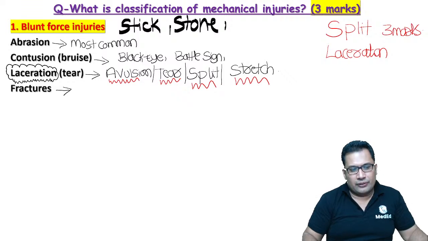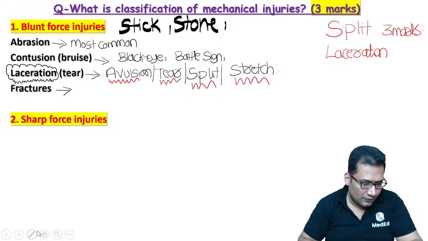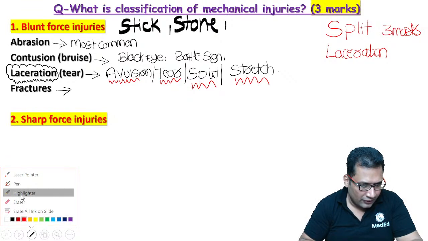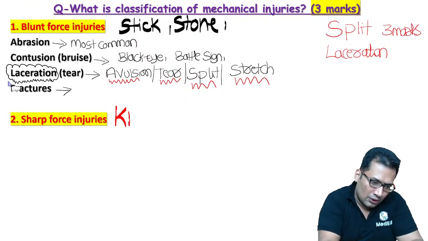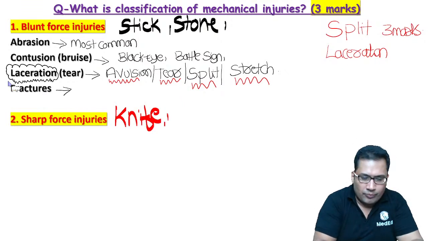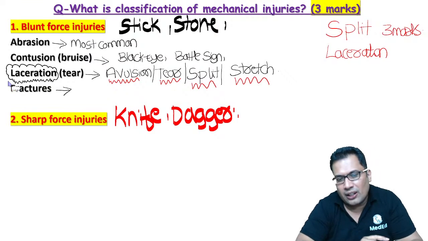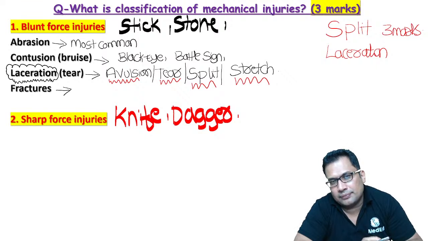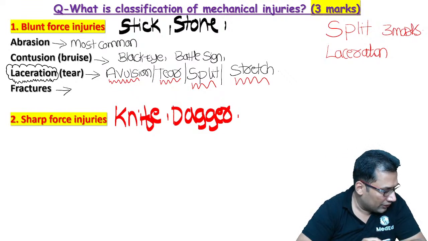Then comes sharp force injuries. So what are sharp force injuries? Anybody can answer this, guys? Sharp force injury. Knife, dagger, kitchen knife, sickle. All are sharp force weapons. What are these sharp force injuries? Jojo and Deepika Das, sharp force injuries.